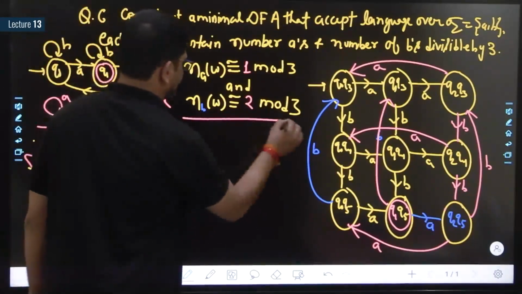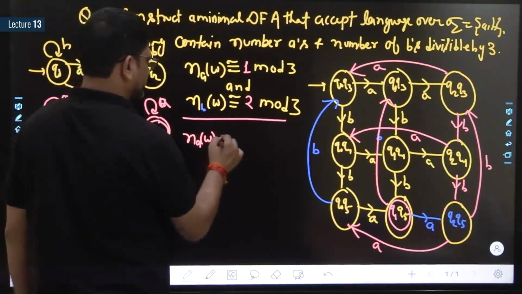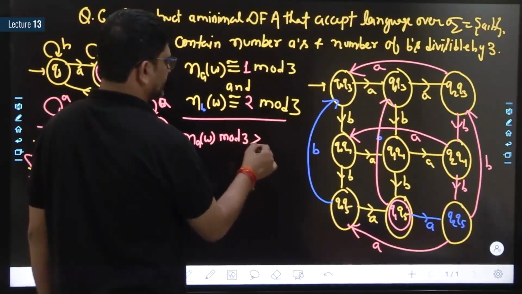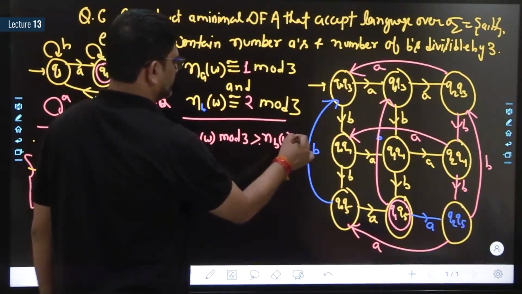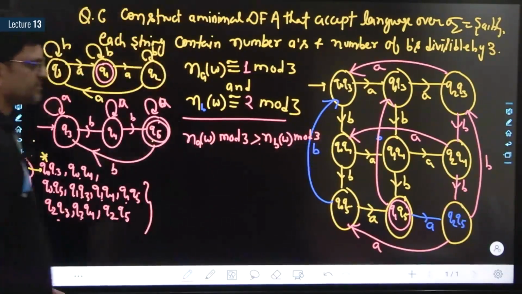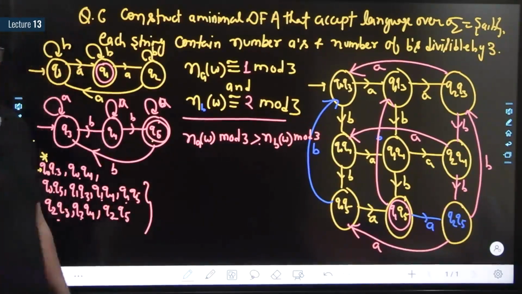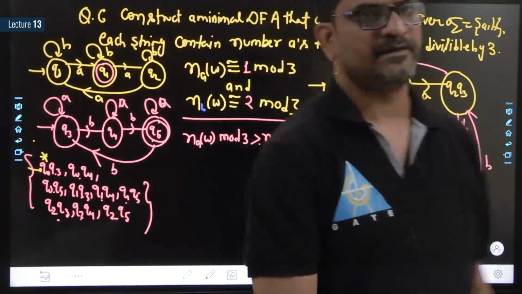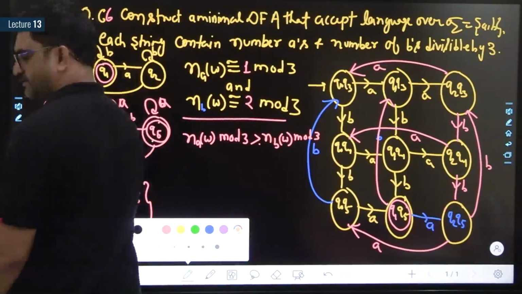Another way to ask this type of question: number of A's in W mod 3 greater than number of B's in W mod 3. This type of question can be asked. Clear? Many more combinations are possible. Shall we move on to the next question? This is the 66th question. Check.